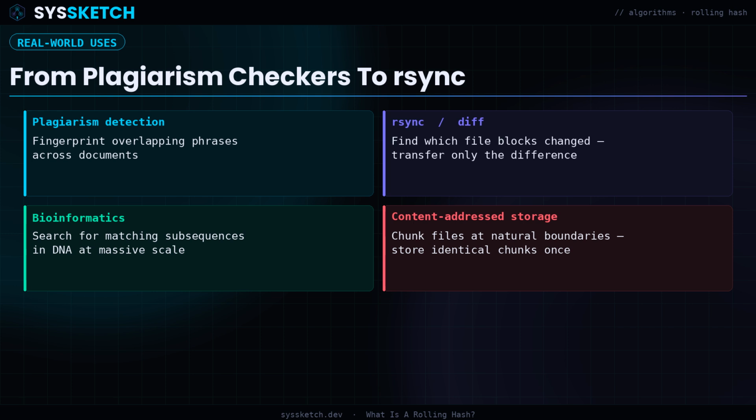Content-addressed storage systems like the ones behind version control and deduplication use rolling hashes to split files into chunks at natural boundaries, so identical chunks across different files get stored only once. Anywhere you need to slide a window over data and cheaply ask, "Have I seen this before?" a rolling hash is probably doing the work behind the scenes.